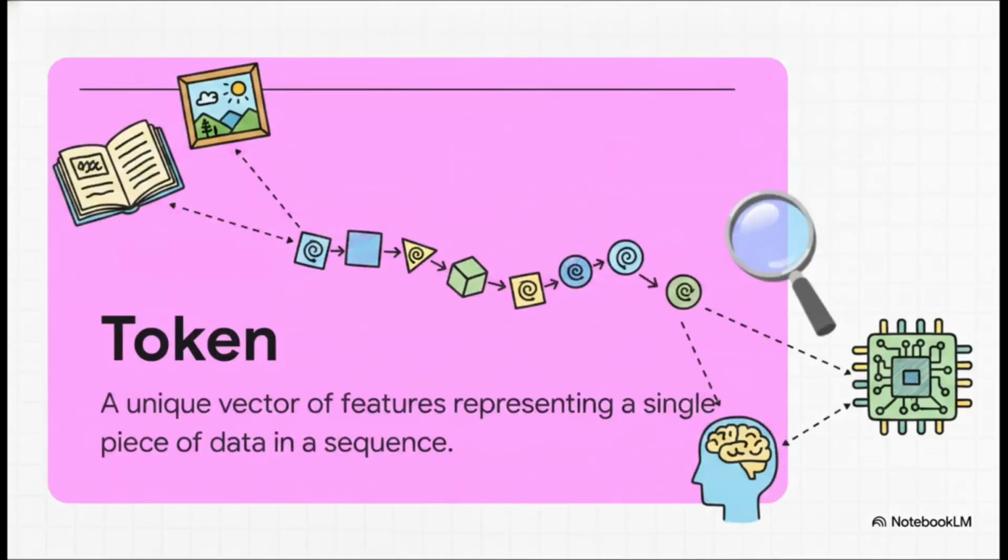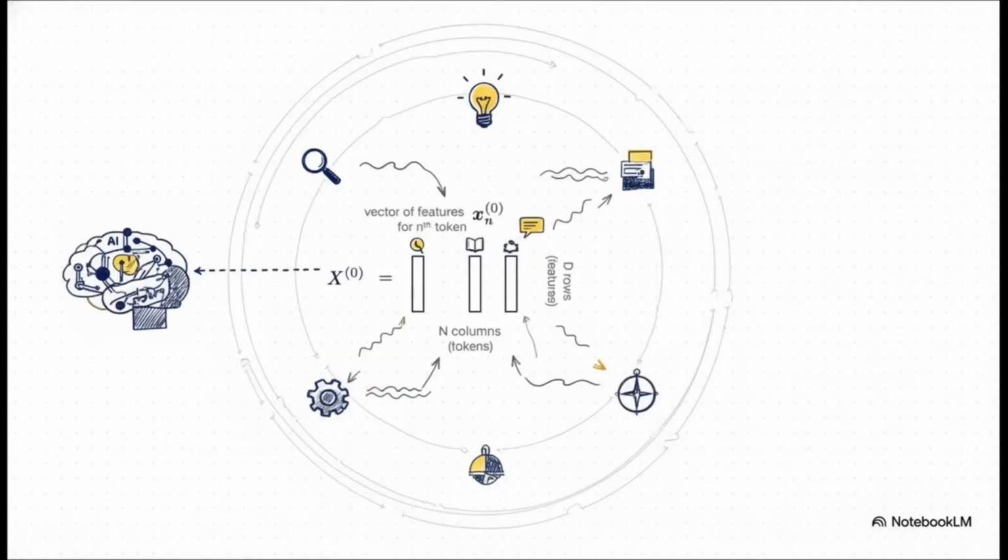But here's the thing. An AI cannot just sit down and read a book or look at a painting the way you and I do. It needs that data chunked down into what we call tokens. Whether it's a word in a paragraph or a tiny, isolated piece of an image, a token is basically the fundamental grammar of AI. It's a unique mathematical vector of features that represents a single, solitary piece of data in a sequence. Under the hood, this requires some serious heavy lifting. The AI takes all those individual tokens, which are represented mathematically as N columns, and it collects them into a massive matrix with D features. This N by D matrix is the raw material.